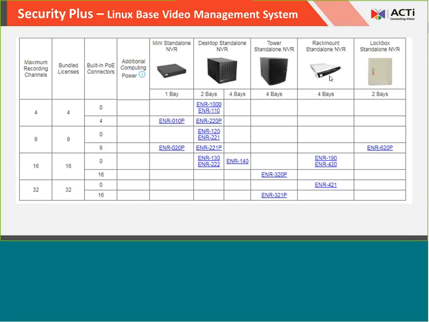For the lockbox standalone and the tower standalone, the difference is that the lockbox can be mounted directly on the wall. So it's really cool for some businesses that don't have a server room or don't have enough space to put an additional server. It can just be mounted on the wall. Okay, so this is it. And one more special thing is that now we have the 32 channel standalone NVR. They are all the same, with a free license for all the channels.